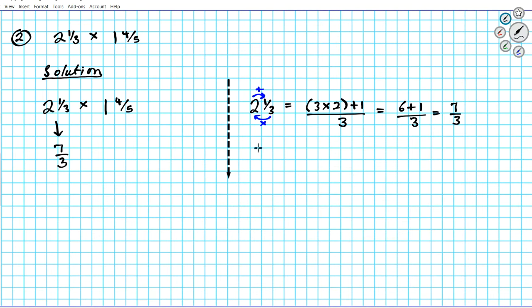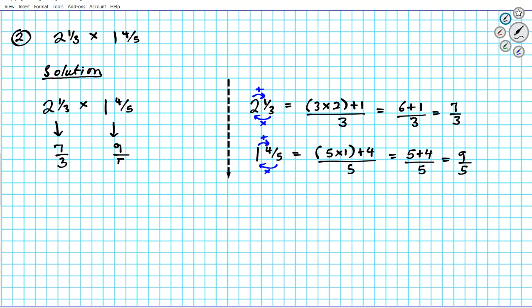Let's shift to the next mixed number, 1 4/5. The same steps. Multiply and add. Bam, bam. So we have 5 times 1 plus 4, divided by 5. 5 times 1 is 5, plus 4, divided by 5. 5 plus 4 is 9/5. That's your improper fraction form for 1 4/5.